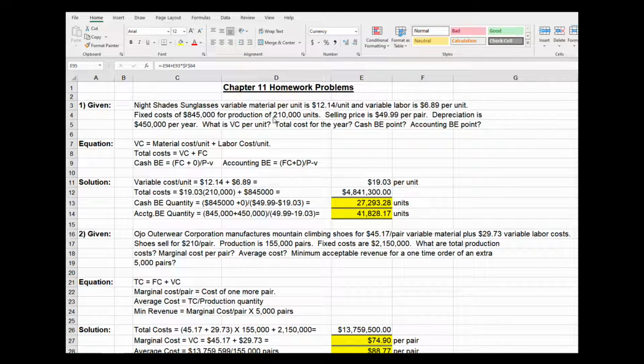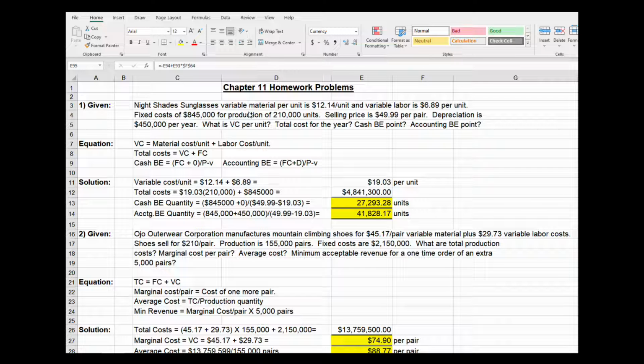In Chapter 11, Problem Number 1, we have Nightshade Sunglasses. Variable material cost per unit is $12.14 per unit, and variable labor is $6.89 per unit. Fixed cost of $845,000 to produce 210,000 units. Selling price is $49.99 per pair. Depreciation is $450,000 per year. What is the variable cost per unit? Total cost for the year. Cash break-even point and accounting break-even point.